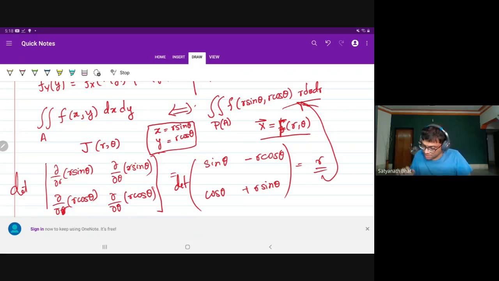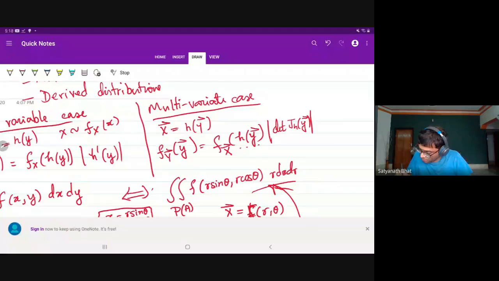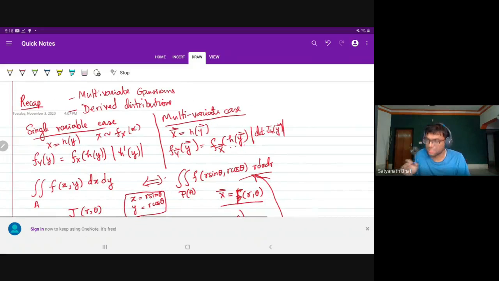The only difference in the multivariate case is that instead of just the determinant, you have the absolute value of the determinant. In the derived distribution, the absolute value is the only thing coming in because of the probability aspect. Otherwise, this is what you have seen before. This is one point I wanted to make before we do something new. All right, let me pause here and we will continue.